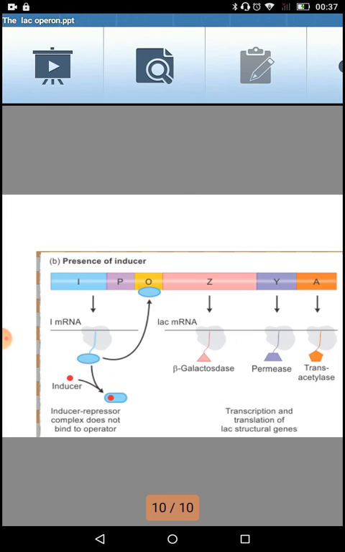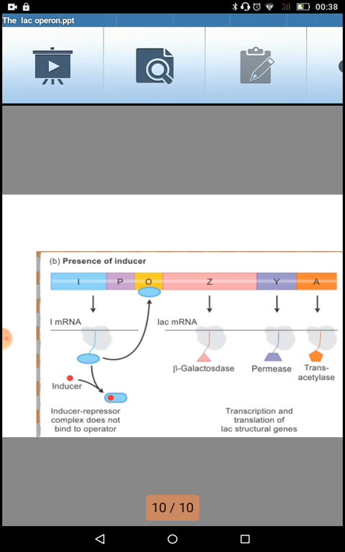But when the lactose is present, which will act as an inducer, this lactose will go and join with the repressor protein, you can see in the diagram, and it will make an inducer repressor complex. The structure of this inducer repressor complex will be so different that it is not able to join with the operator. Thus, this repressor is not going to stop the operator, and in the presence of promoter and RNA polymerase, the transcription of the Z, Y and A genetic code, the structural gene, is possible.